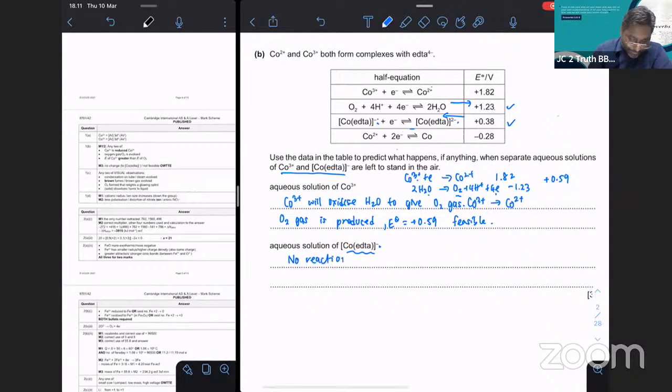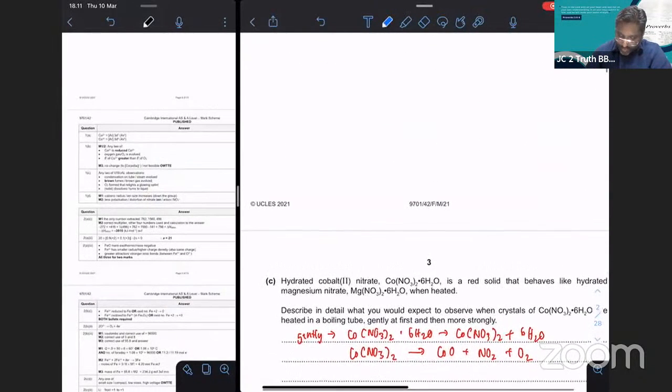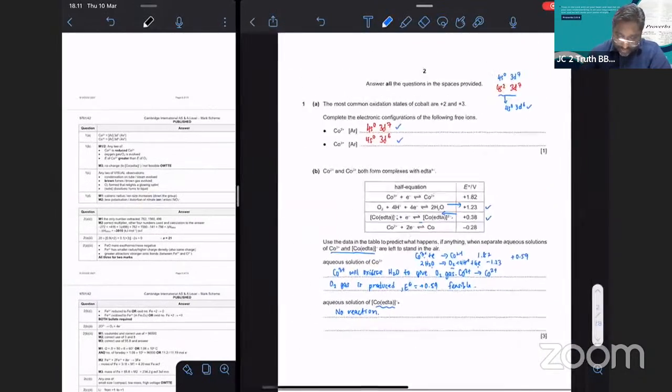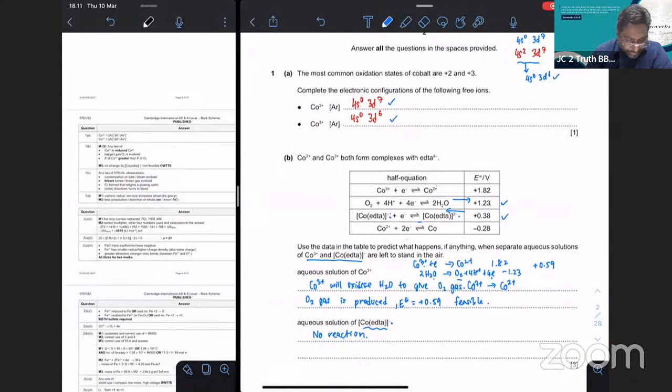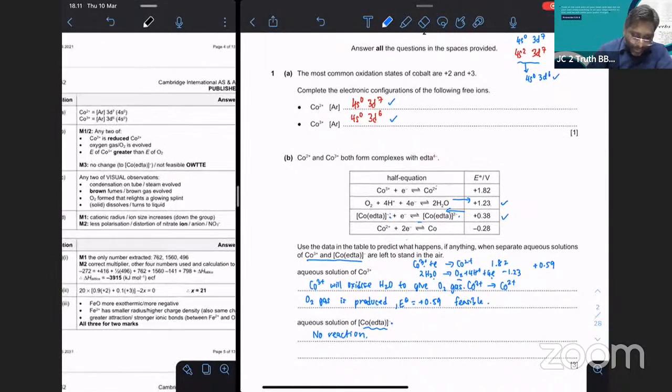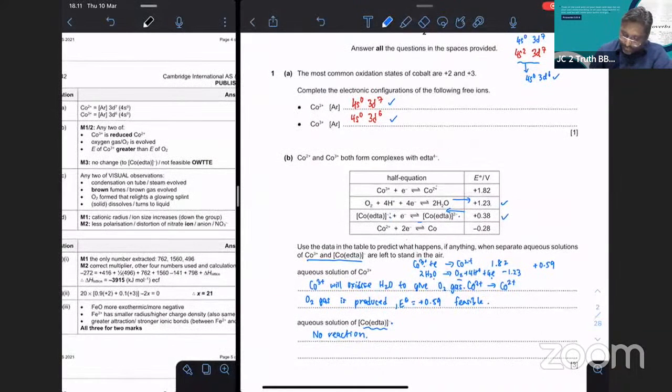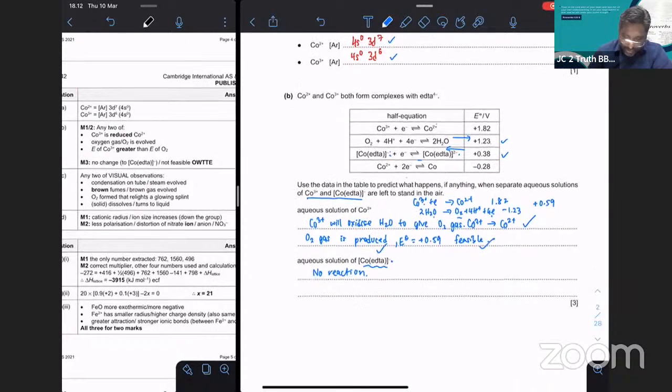No reaction. So when they ask you to predict what happens or what is going to be seen, let's say for example later they ask you what is going to be seen, let's check. 1A, 1B. B is going to be, they are mentioning that Co3 plus is going to be reduced to Co2 plus, which is correct. Oxygen is going to be produced, and then this is going to be greater, feasible. No change, not feasible. Done.